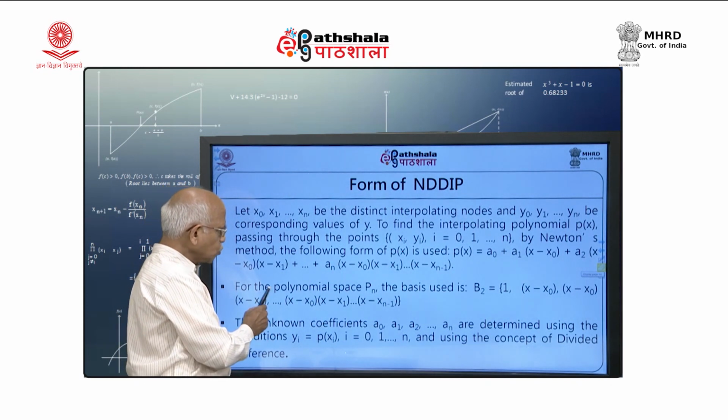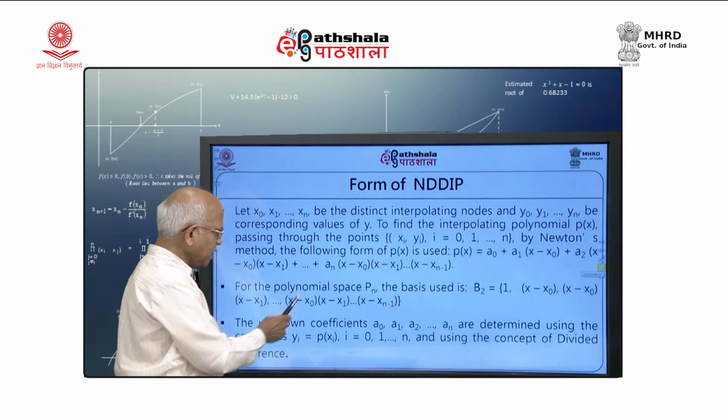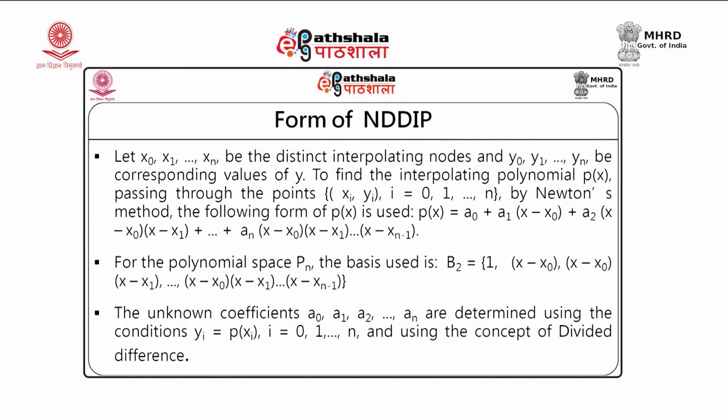For the polynomial space P n, we already discussed it in the last module. So, what basis are we considering? We are considering the basis B 2, which was given earlier, and this basis depends on these values: 1 here, x minus x 0 here, and things like that. So, we will get this as the basis here.